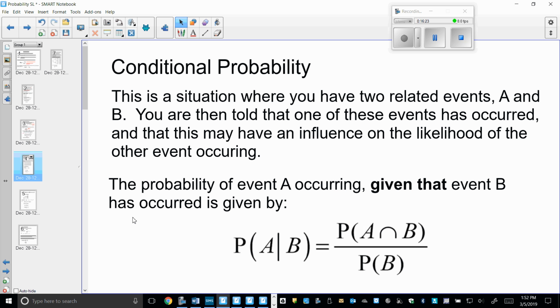Okay, so this, given that, is A given that B has already happened. So you're cutting down the options.